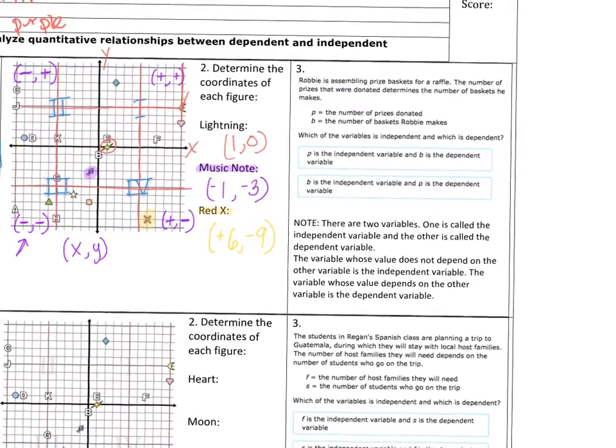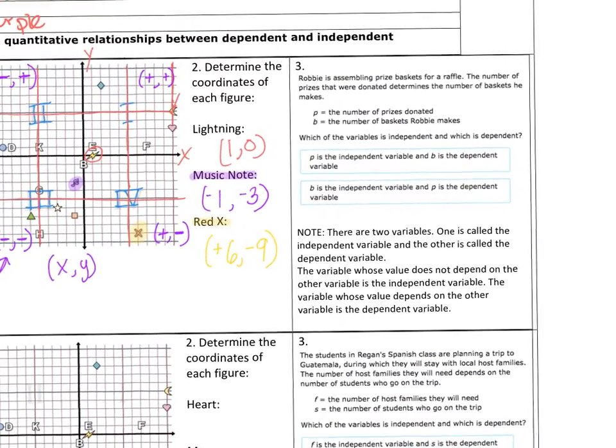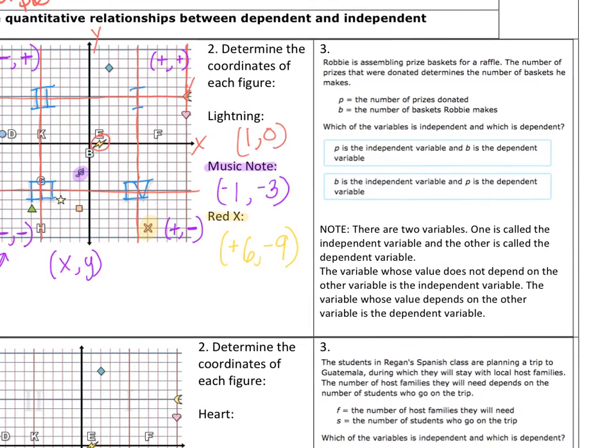We have Robbie is assembling prize baskets for a raffle. The number of prizes that were donated determines the number of baskets he makes. So the key words here are the number of prizes that were donated determines the number of baskets he makes. P is the number of prizes donated. B is the number of baskets Robbie makes. So the second variable sounds like it's dependent on how many prizes are donated.